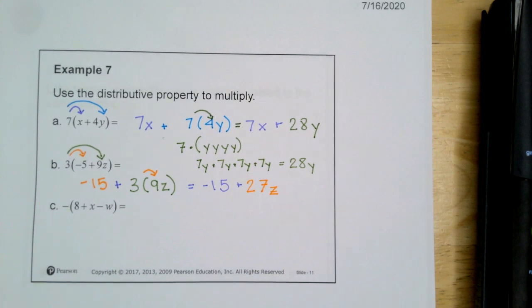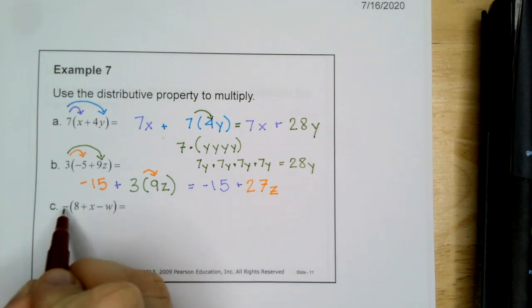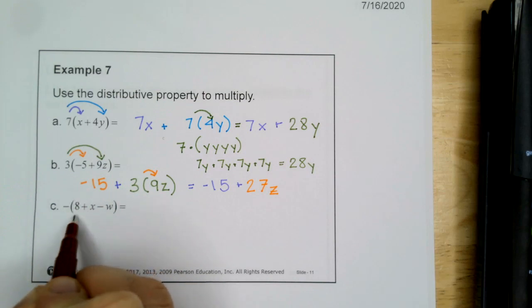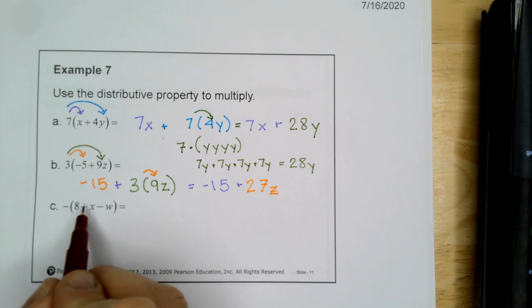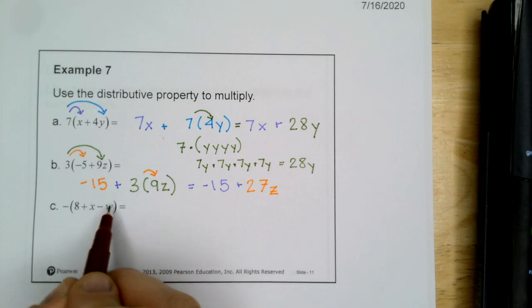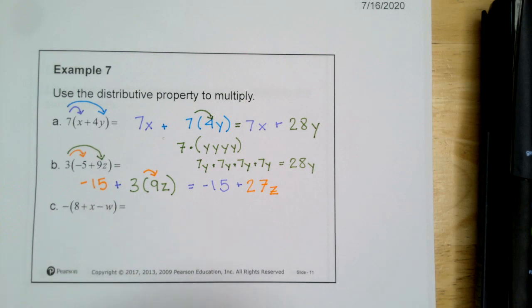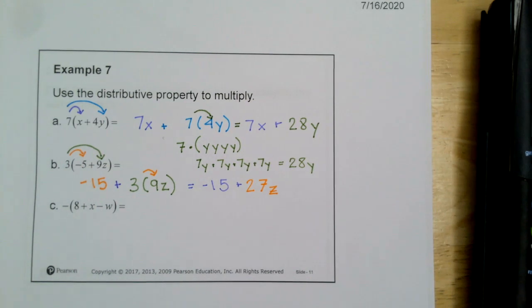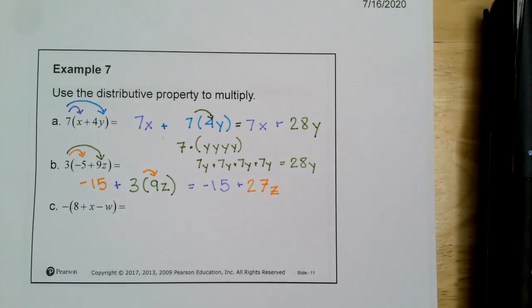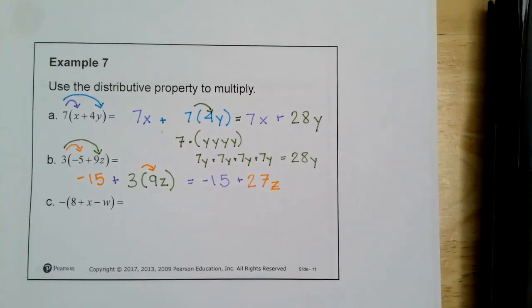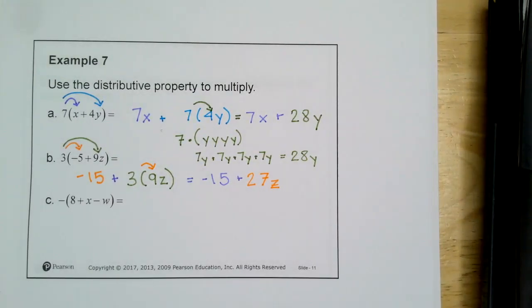C, this one is complicated. This one is tricky. This is the one I want you to remember the most deeply, okay? Because it will come up. It's frequent. It's an easy way to make a mistake, I'll say, okay? Negative quantity x, 8 plus x minus w, okay? Is there a number to distribute? It is an understood one.